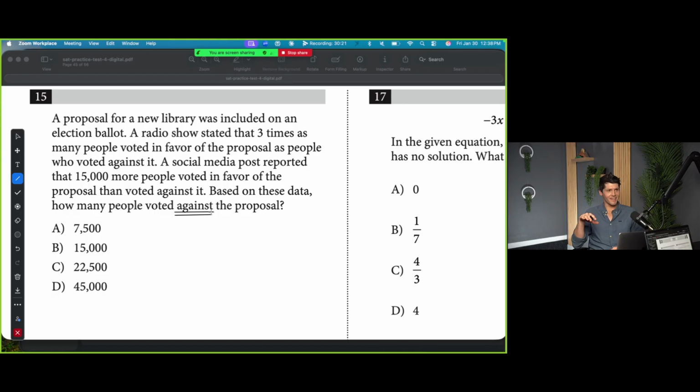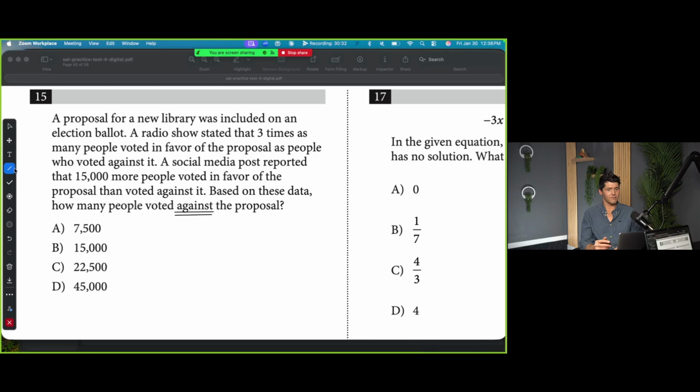Take immediate action. So start writing. Do something, write something down, right? Active measures. So there we have it. I've underlined the word against because I don't want to lose track of that. It's probably the case that who voted for is going to be part of our calculation, and we could easily forget which one of those two things we care about primarily.